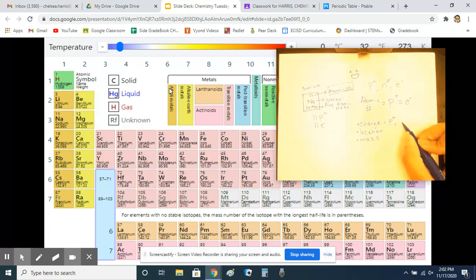Electrons, I have written them with a minus sign. That means that they have a negative charge. Now, what does that mean? It just tells me who's attracted to who. Protons are attracted to the electrons. Electrons are attracted to the protons. Opposites attract in chemistry, pluses and minuses.